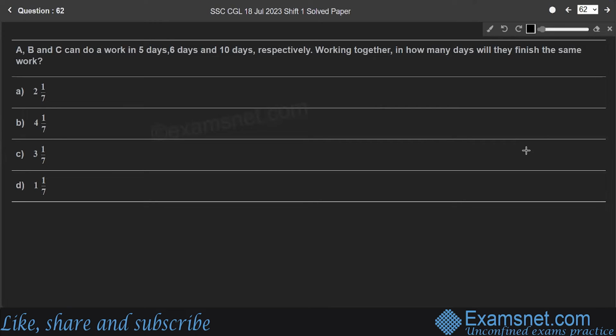Question 62. A, B and C can do a work in 5 days, 6 days and 10 days respectively. Working together, in how many days will they finish the same work? Here students, we are using the simple concept of work, which is equal to efficiency into time. Right? Efficiency into time is called work.